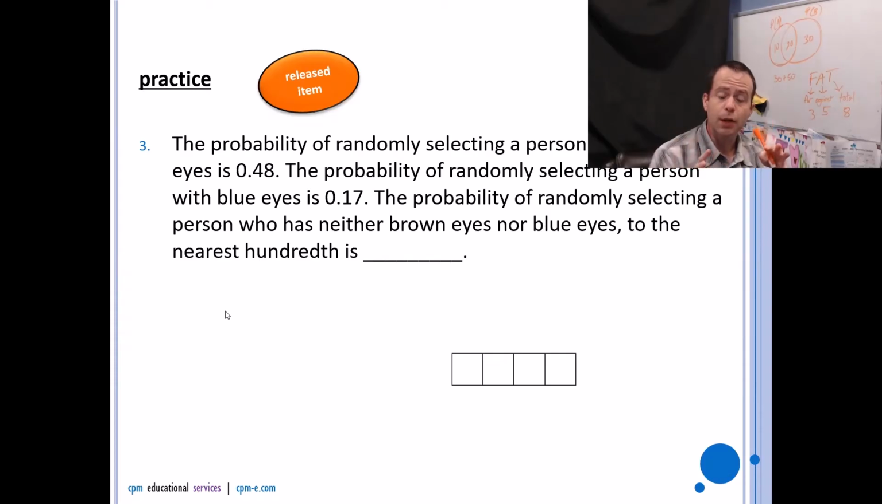Those 3 items are complementary events because either I have brown eyes, or I have blue eyes, or I don't have brown eyes or blue eyes. Okay? So they all have to add up to 100. So I just go 1 minus 0.48 minus 0.17. The probability of having neither brown eyes nor blue eyes would have to be 0.35.